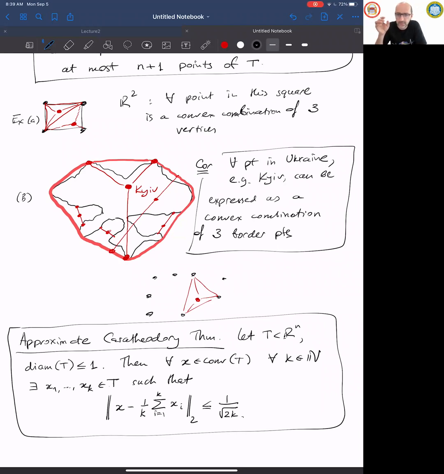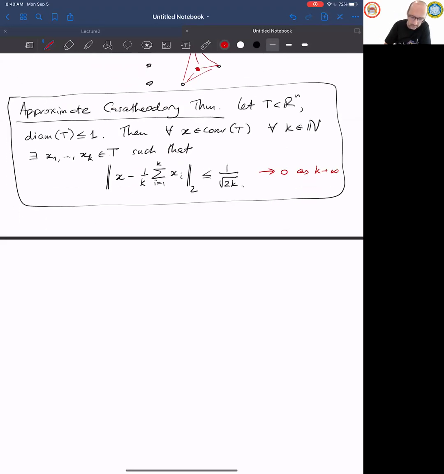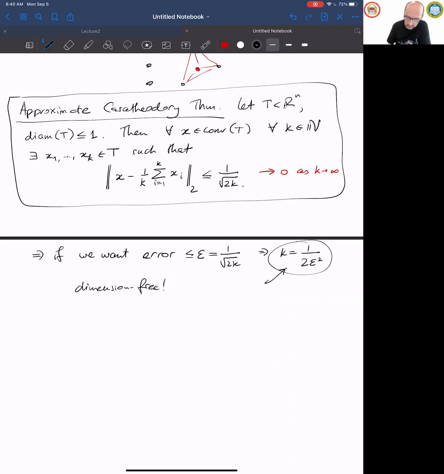Don't pay attention to the number 2 yet, but the idea is that this thing goes to 0 as k goes to infinity. So the error gets better the more points I have, the better I can represent. That's kind of obvious. What is surprising here is that nothing depends on the dimension. So if we want the error to be less than, let's say, epsilon, we equate the right-hand side with that, solve it for k, and this is how many terms I need for that. And this is dimension free. It does not depend on the dimension or the geometry of T.